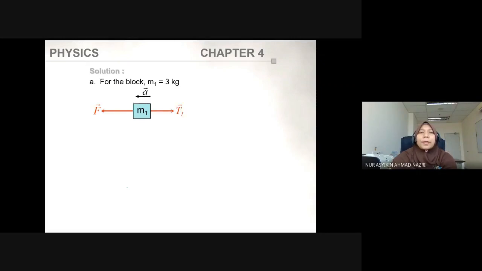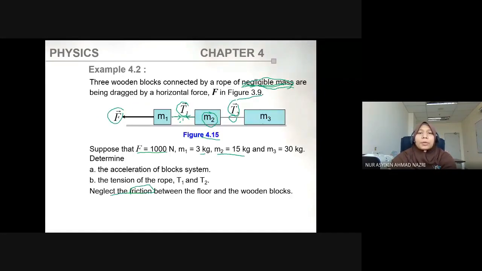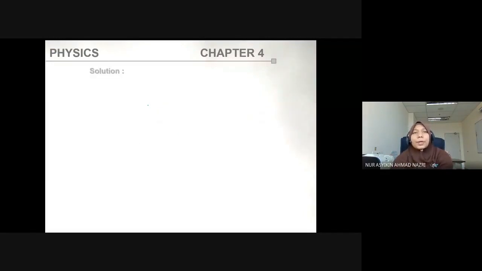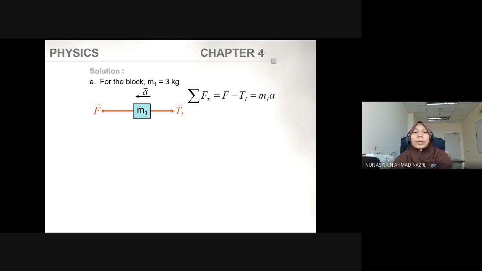So we have F and T1 for our first body. Again, macam saya cakap, since all these three blocks are connected, then the acceleration will be the same. The value will be the same, sebab dia connected kan. And the rope pun massless, friction tak ada, so all will move with the same value of acceleration. Alright, so we start with our first free body diagram for M1.